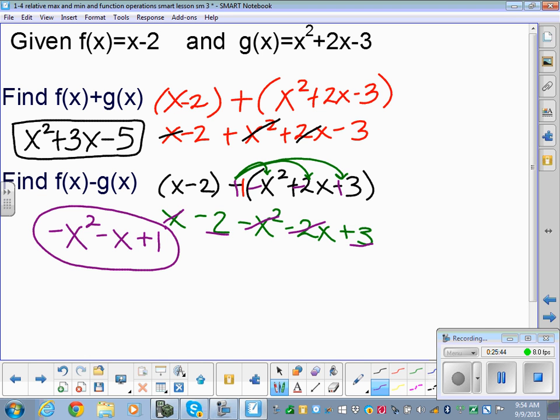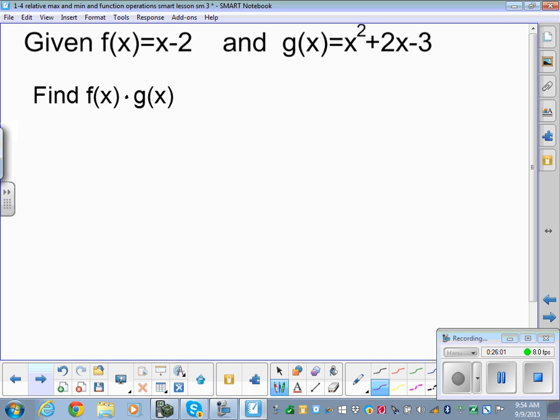Now, does everybody understand that there's a huge difference between subtracting g of x and subtracting f of x? If we would have switched this and done g of x minus f of x, we would have had to distribute the negative through to this. So just be careful. Subtraction is the operation of all operations. Couple more.